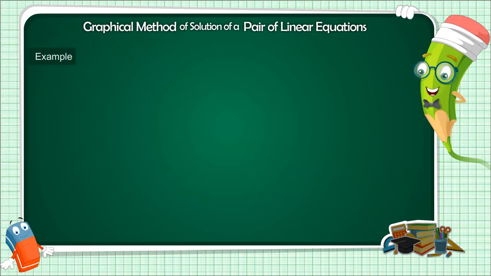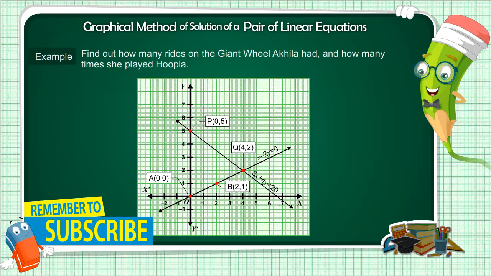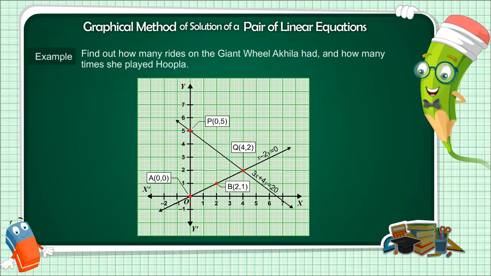We will try to understand this with an example. Here we have a graphical representation, and through that we have to find out how many times Akila rode the giant wheel and how many times she played hoopla. Here you can see that the two equations showing the situations are intersecting each other at a point Q (4, 2). So this point is a common point and it lies on both the lines formed by the two equations x minus 2y equals 0, and 3x plus 4y equals 20.